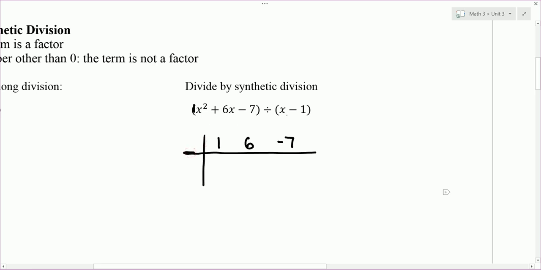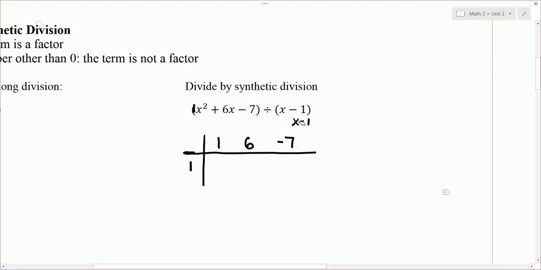And then we're dividing by x minus 1. In a similar way, when we had a factor and we changed it to an x-intercept, if we had the factor x minus 1, we'd get x equals 1. Do you guys remember that? So we're going to take that value and put it over here. So we're not using the minus 1, but we're using the x-intercept of that factor.